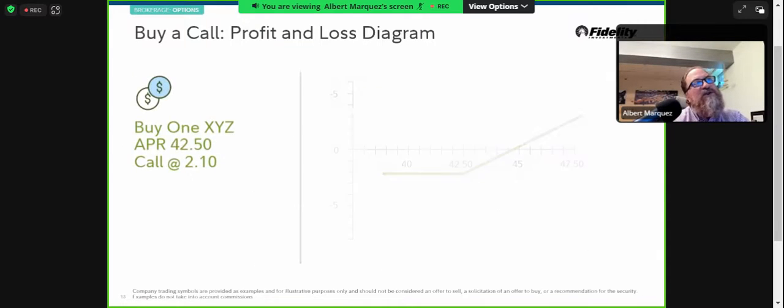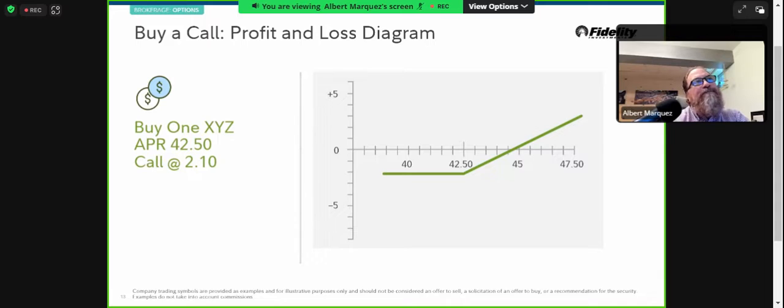Well, let's take a look. This is an expiration graph of a long call. As you'll notice, the strike price is 42.5. That is where the chart starts to bend. Of course, anything below that is a loser. We lose that $2.10, or that $210 premium we paid for the option itself. But now as we go up, we start to make money.